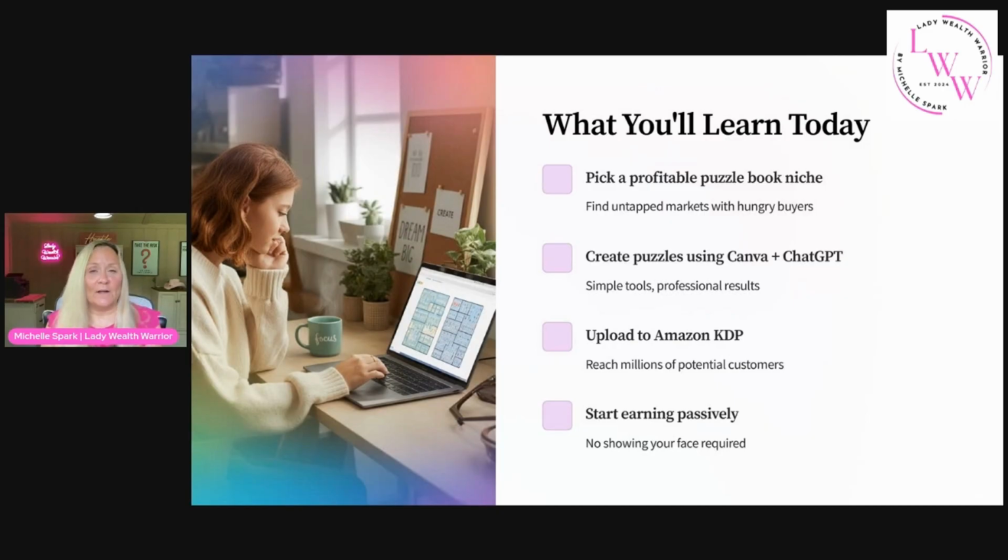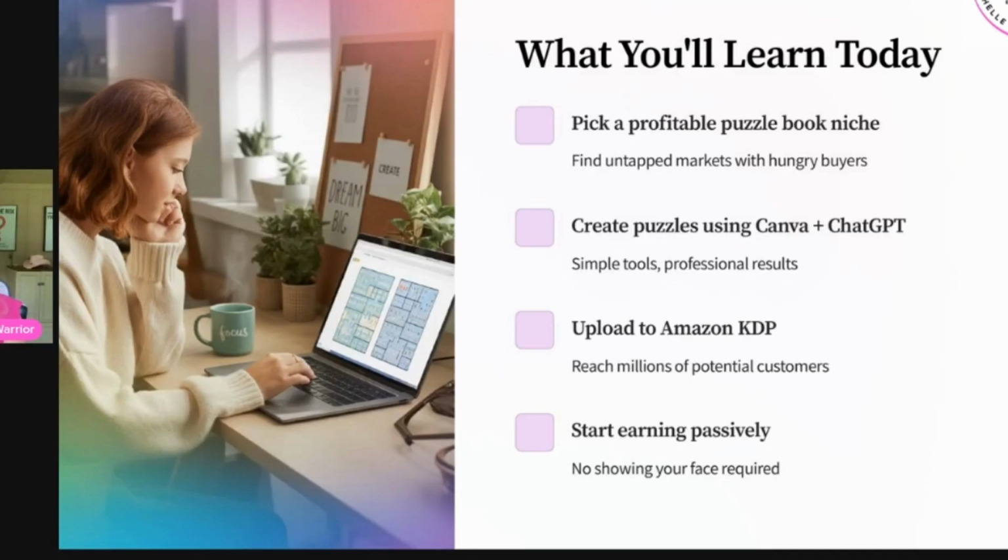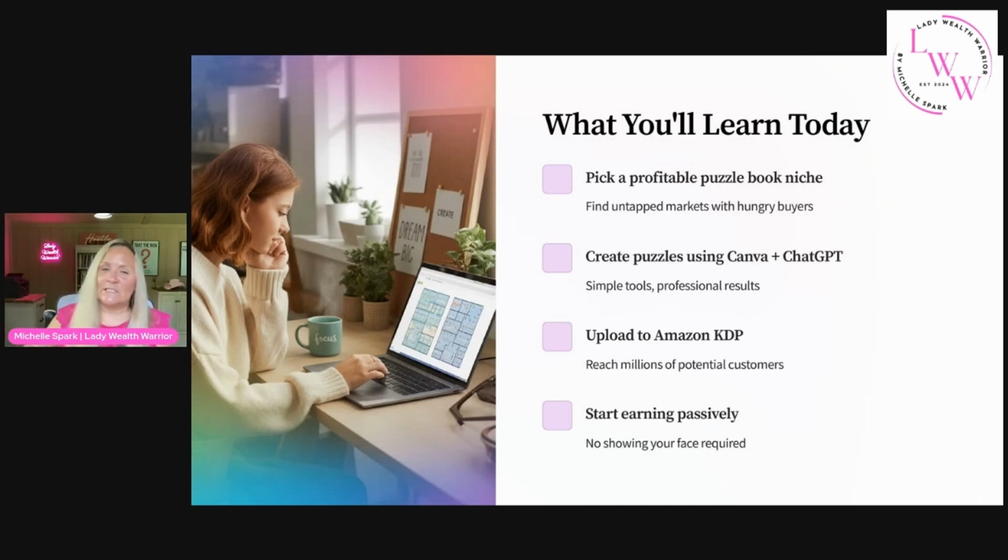If you have not heard about Amazon KDP, KDP stands for Kindle Direct Publishing. So Amazon Kindle Direct Publishing. So you can publish, you ready for this? Hold up. You can publish your own books. You can absolutely publish your own books. I'm going to show you that. We're not going to go through the entire process of uploading a book today, but I am going to show you where to go and how to get started. And then you can start earning passively.